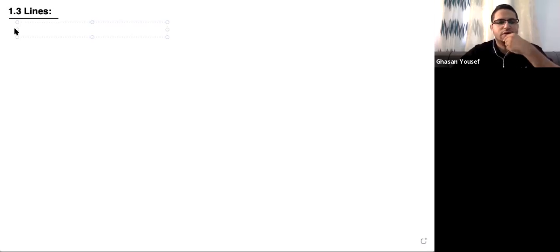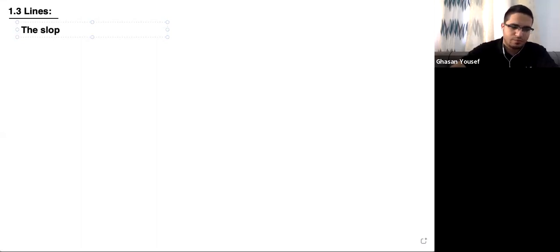In the beginning of this section, we're going over the slope. And then in the next part of this section, we'll talk about how we can make an equation of the line. So first, the slope of a line.